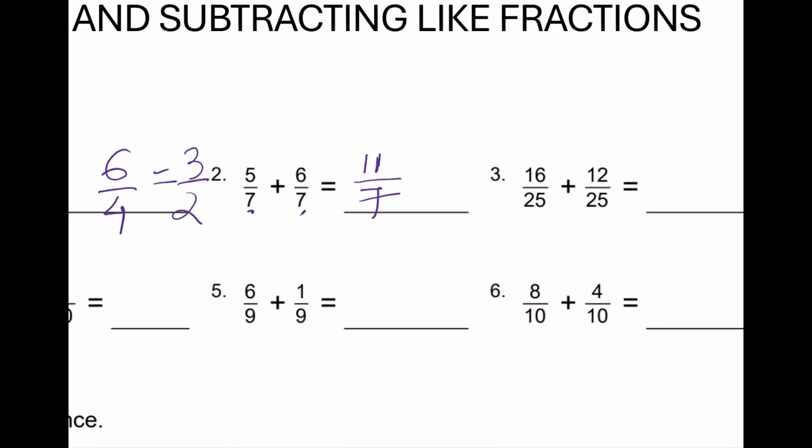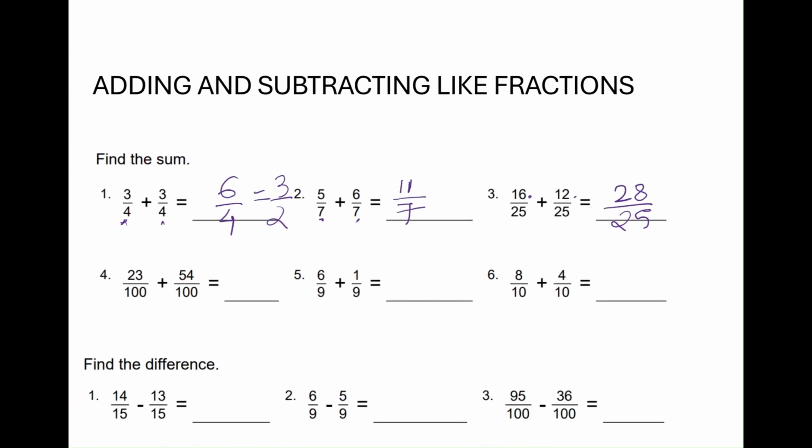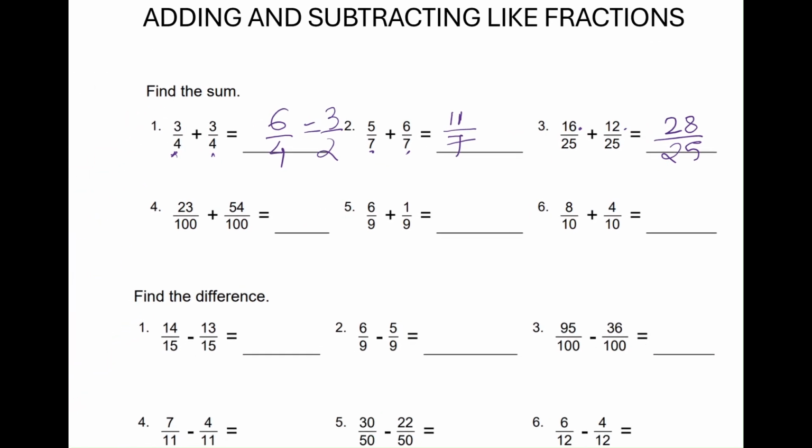Do the same thing. Look at question number 3. It's 25 and 25, same denominators. So easy, just add the numerators, which are 16 and 12. 16 plus 12 is 28 over the denominator, which stays the same. So I'm leaving questions 4, 5 and 6 for you guys to do at home.